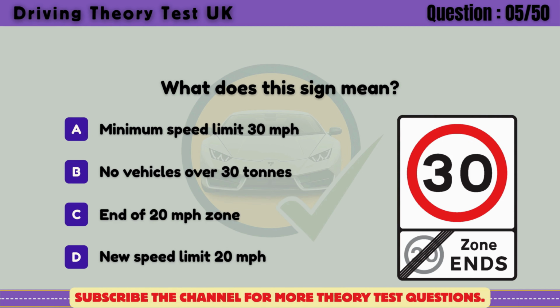Question 5. What does this sign mean? Option A. Minimum speed limit 30 miles per hour. B. No vehicles over 30 tons. C. End of 20 miles per hour zone. D. New speed limit 20 miles per hour.